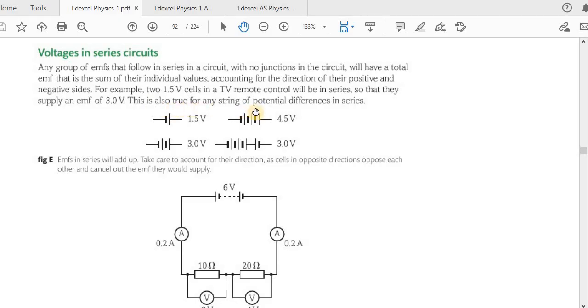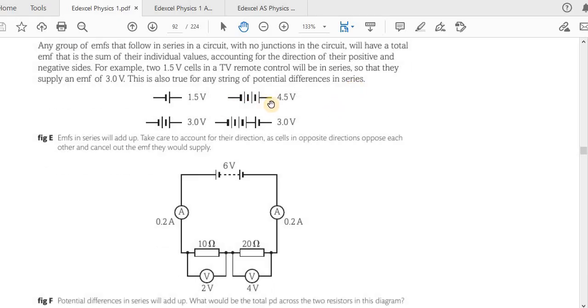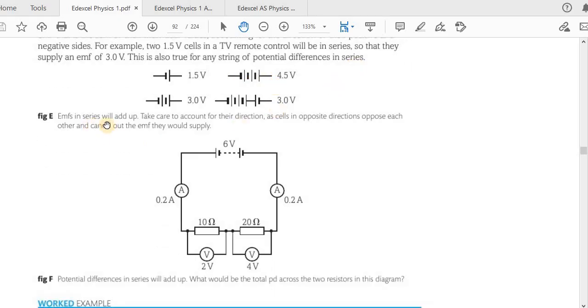This is also true for any string of potential differences in series. So you see here, EMFs in series will add up. Take care to account for their direction, as cells in opposite directions oppose each other and cancel out the EMFs they would supply.